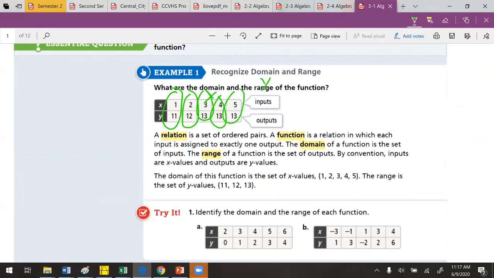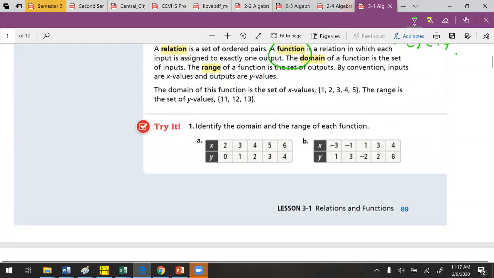A function, and this is the mathematical way of saying this, is a relation in which each input is assigned to exactly one output. In other words, for functions, the x's cannot repeat. The x's cannot have more than one answer. If it does, it's not a function. Domain, as I talked about, is the inputs or the x's. Range is the outputs or the y's.